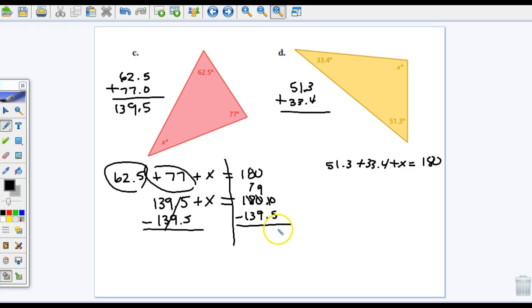10 minus 5 is 5. 9 minus 9, oh, bring down your decimal. 9 minus 9 is 0. 7 minus 3 is 4. And 1 minus 1 is 0. This becomes 0. Bring down my x. X is equal to 40.5. Let's check it.